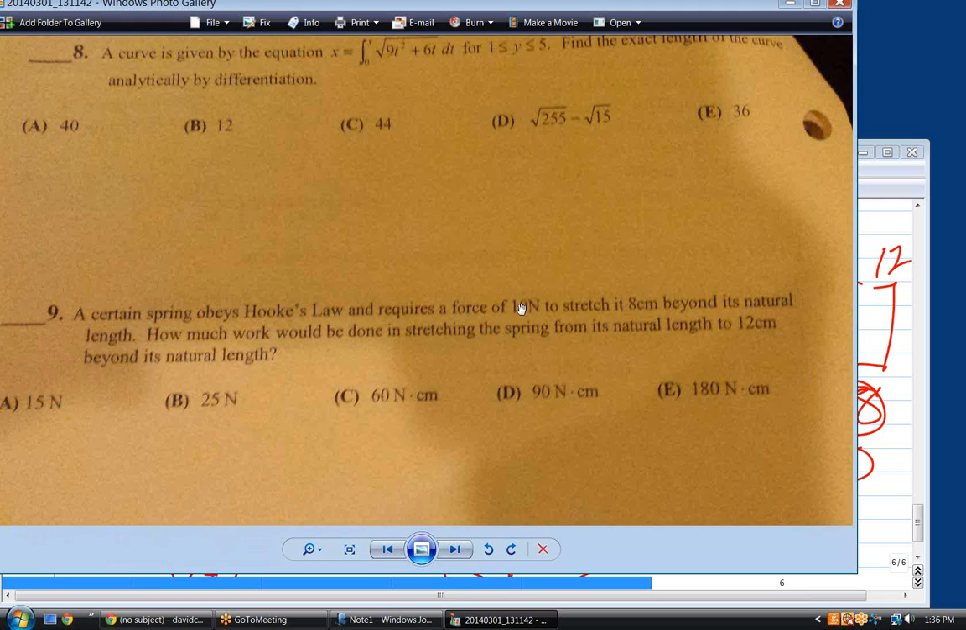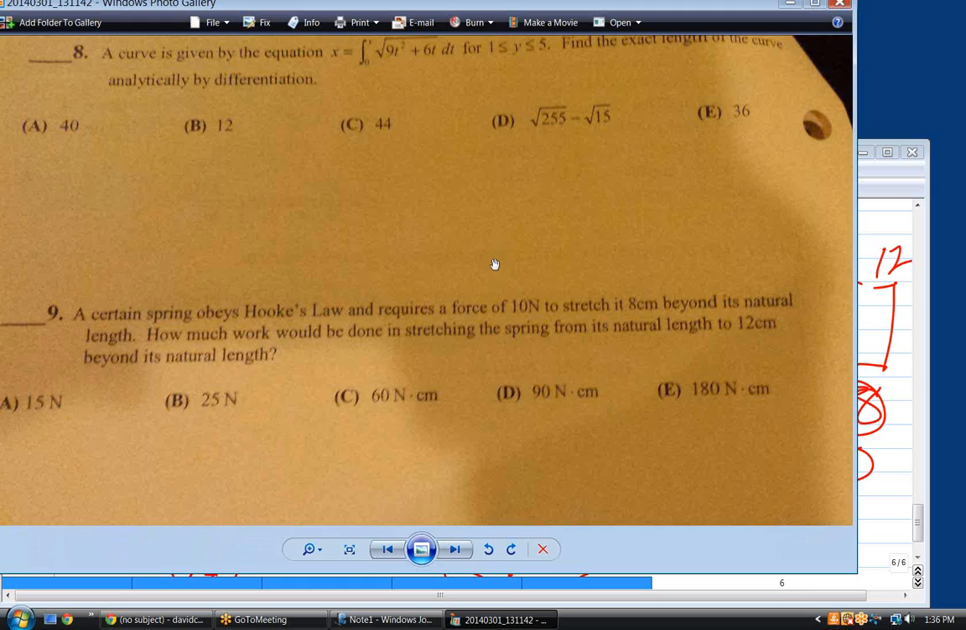There wasn't 10 newtons worth of work done stretching it from 0 to 8. It was a force of 10 newtons. They never told us how much work was done stretching it from 0 to 8. Exactly. So we didn't know how much work was done in the first 8 centimeters. However, knowing the force was 10 newtons allowed us to come up with the formula for stretching this spring, and then to figure out the total amount of work, we do want to go from 0 to 12.